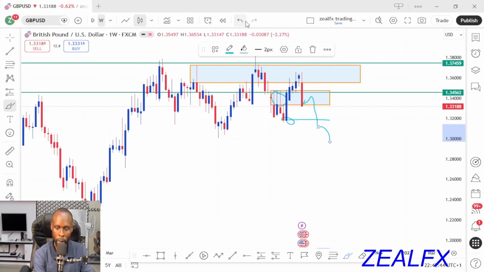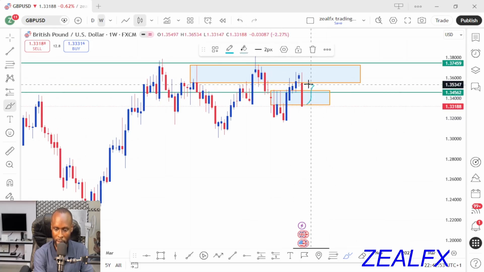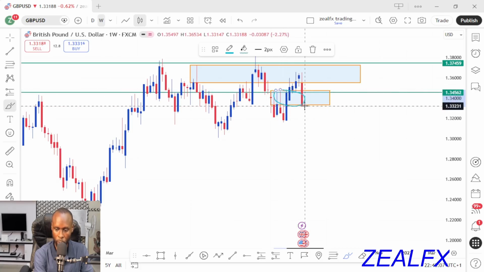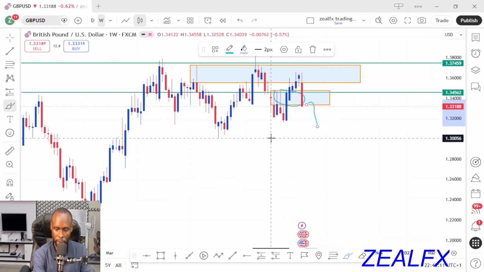Then for the buy scenario for the Pounds USD on the weekly time frame, we need price to close above this resistance level. Then we can start looking for possible buys to this resistance level for the Pounds USD. So long as the Pounds on the weekly chart closes on this resistance level, this is a good indication to expect more downtrend for the Pounds USD this week.